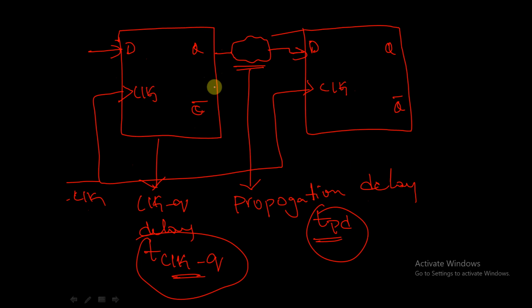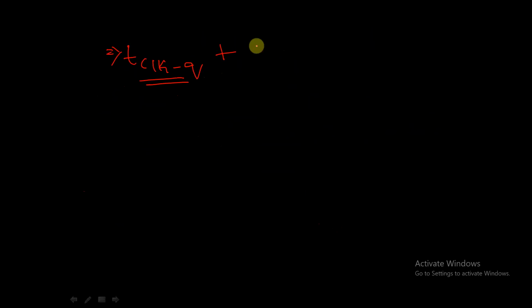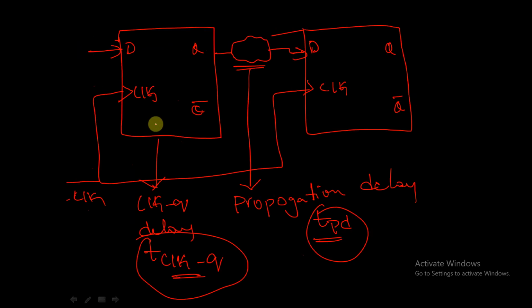So what is the arrival time here? It is nothing but T clock to Q, that is the delay we are facing, the time we are taking for the data to come out from flip flop one, plus it is going through the combinational circuit. So we will consider the combinational circuit delay also, that is T combinational, right? So this is the arrival time. After this delay, we will get our data at the flip flop 2 data pin, right? So the data is reaching after T com plus T clock to Q delay. After that time interval, we are getting to this second flip flop.